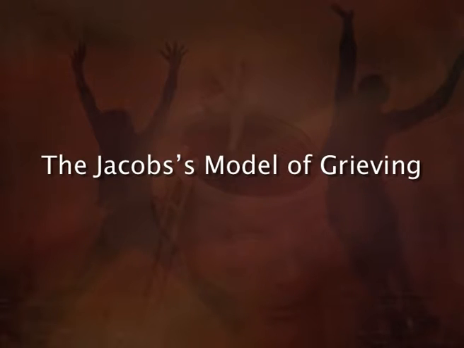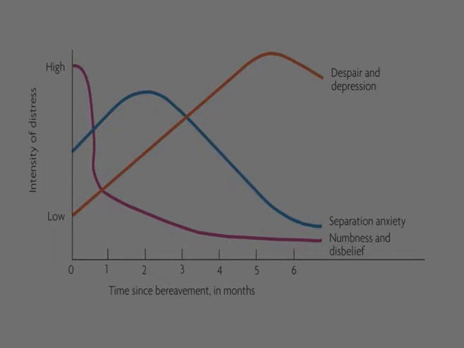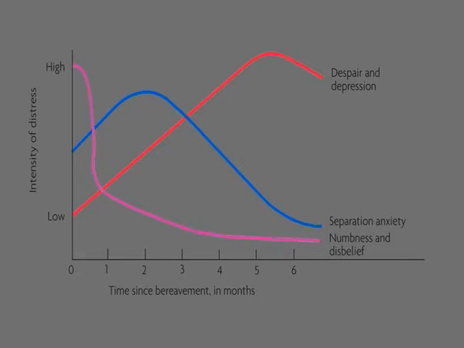Now, going on to the next theory, Jakob's model of grieving, and he gives 3 types of grief processes. One is despair and depression, the red line, then the blue one, separation anxiety, and the third violet one, numbness and disbelief. So, in this figurative representation, you can see that the intensity of distress is highest when the grief response is numbness and disbelief, and this numbness and disbelief initially is high, but the distress gradually decreases to a point when it is very less.